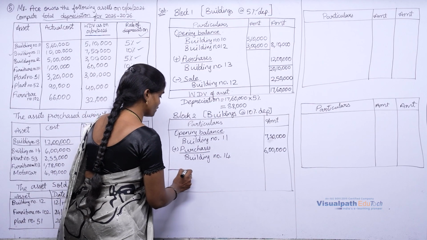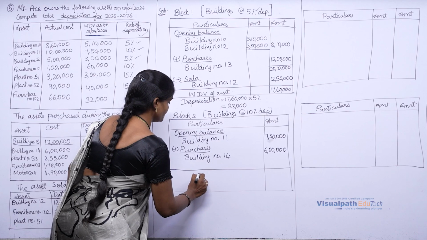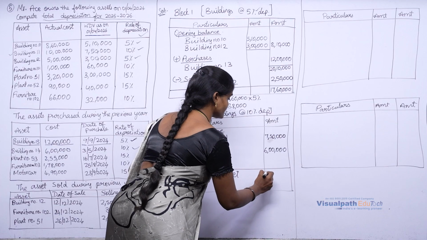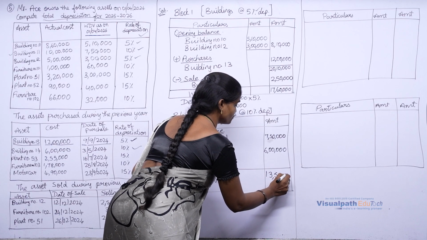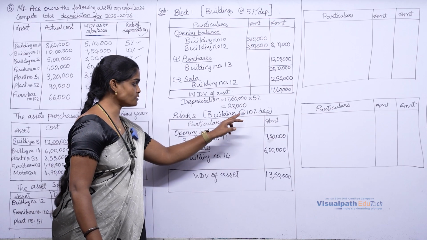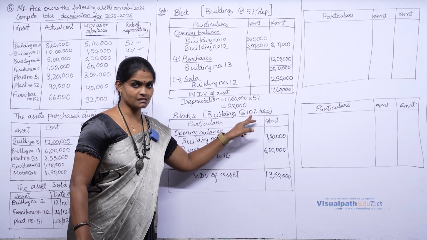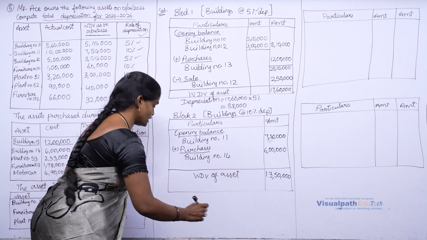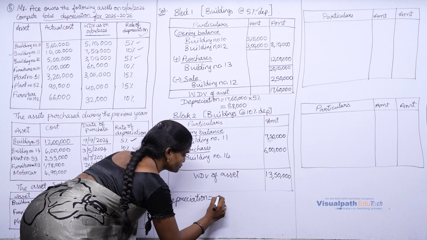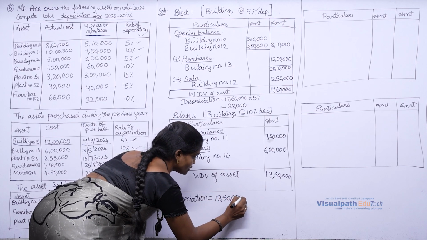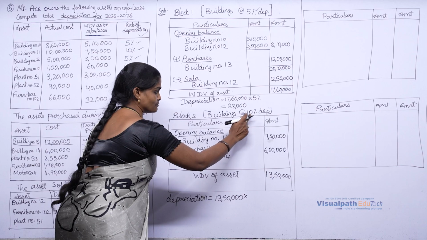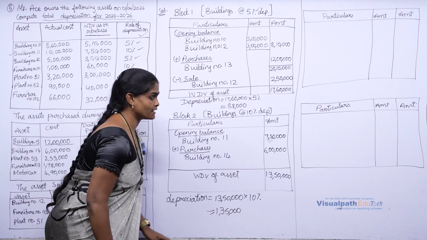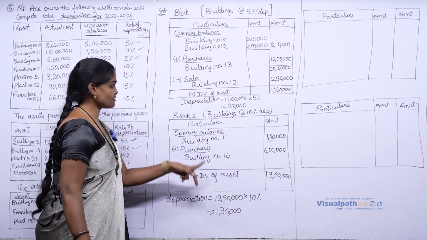Now, if you add these two, you will get the written down value. Clear? Written down value of the set. Now 7,50,000 plus 6 lakhs, you will get 13,50,000. Clear? 13,50,000. Now how much is the rate of depreciation? Rate of depreciation is 10%. Allow 10% on 13,50,000 to get the depreciation value. Clear? Now depreciation is equal to 13,50,000, that is the written down value, into the rate of depreciation which is 10%. How much will you get? 1,35,000 you will get. 1,35,000 is the depreciation for block 2.